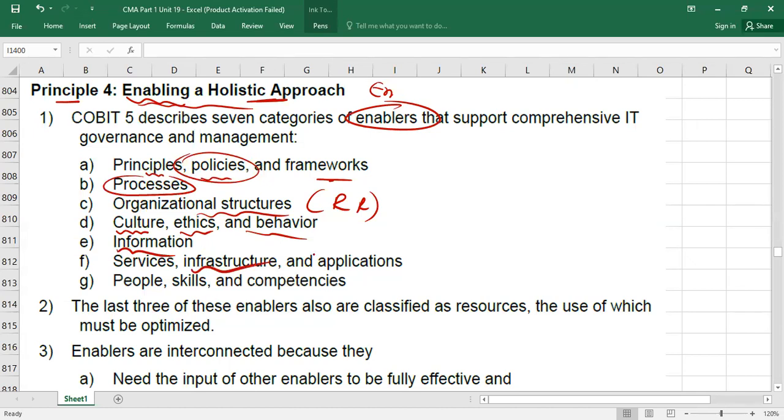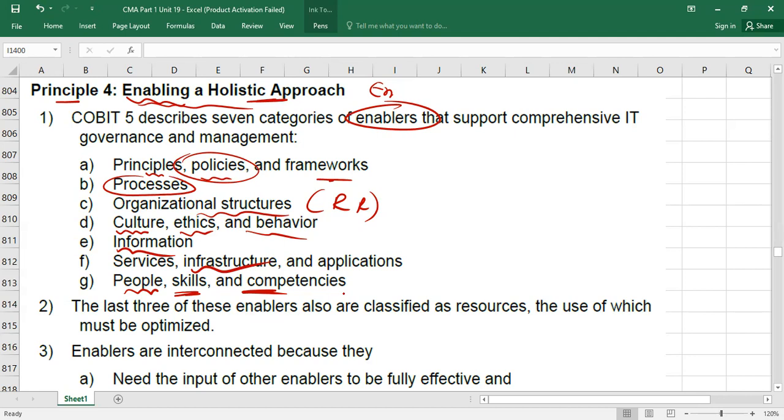Infrastructure means which kind of hardware you need, which kind of software you need, which kind of applications are required, which kind of services are required. So after that, once it is decided, you need people with the right skills and competencies. For example, if you have computers in your hand, but you don't know how to operate them, or if you have implemented an ERP system, you don't know how to use it. So it means you need people with relevant skills and competencies also.